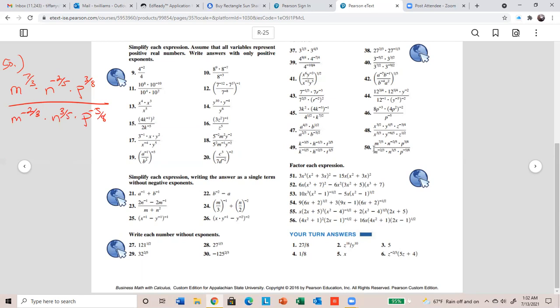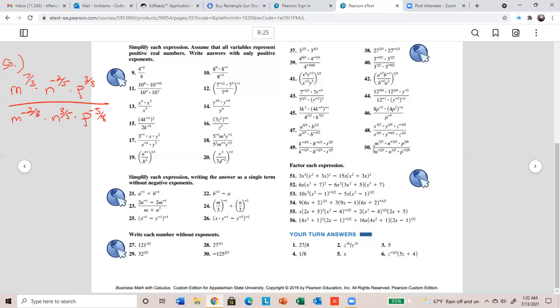The reason that we are able to do it this way is because I don't see any addition or subtraction in this problem. This is a monomial. So I'm allowed to work with the m's individually and the n's individually and the p's individually. If I saw any type of addition or subtraction, I could not do this problem the way I'm going to show you. All right, so let's look at the m's first.